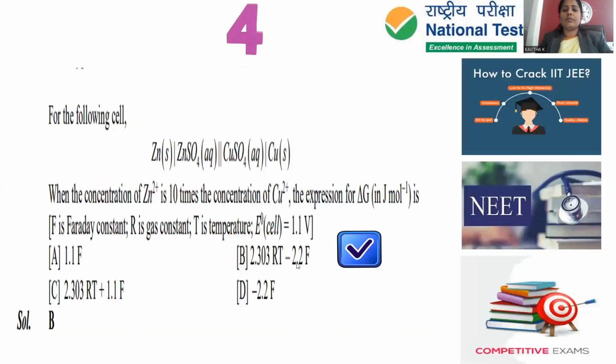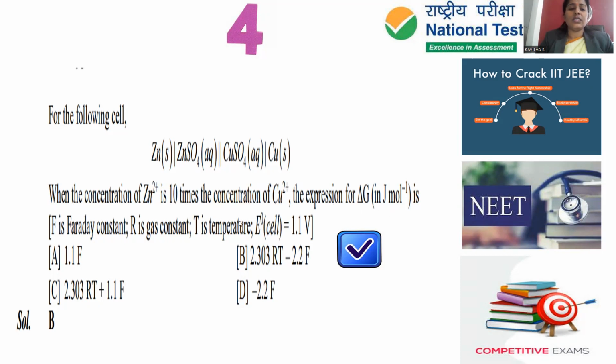Move on to question number 4. Question number 4 is also collected from the 2017 JEE Advanced paper 2 question paper. For the following cell, zinc, zinc sulfate, copper will be taken, and this is the cell notation. Simply, it is a galvanic cell, we can say. When the concentration of Zn plus 2 is 10 times the concentration of copper plus 2, that indicates zinc sulfate is more concentrated in comparison to copper sulfate, 10 times more concentrated.